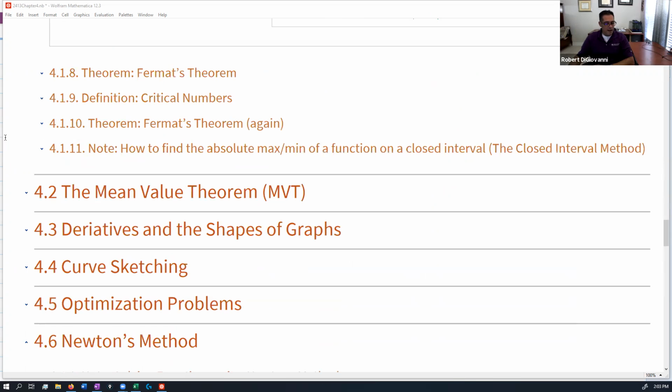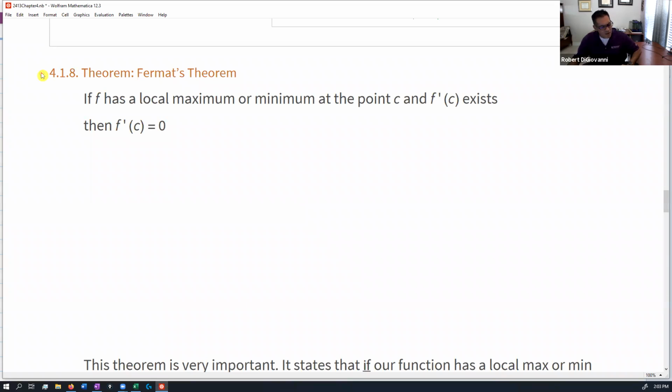That's the first theorem. Now, the next theorem is called Fermat's theorem. Now, there's some of you who know about Fermat's last theorem. This is not Fermat's last theorem. This is a different theorem by Fermat. So Fermat's theorem says this. This is an interesting theorem, but it can be misused. It says if f has a local maximum or minimum at a point C, local. So if some function has a local maximum or minimum at a point C, and the derivative exists, then I promise you that the derivative is 0.